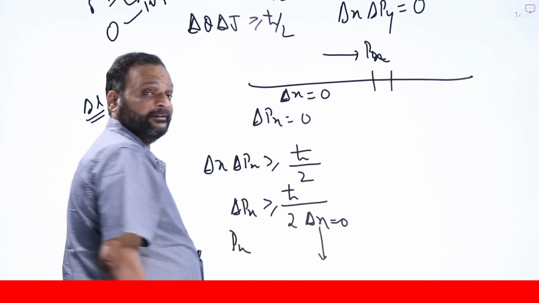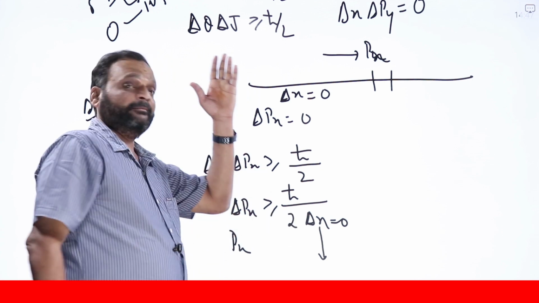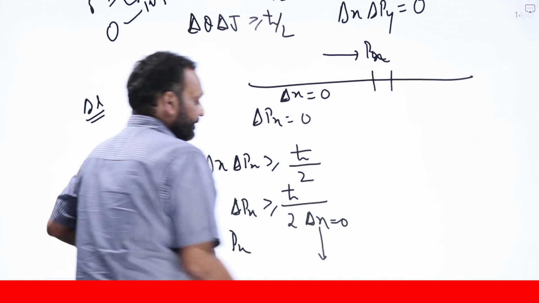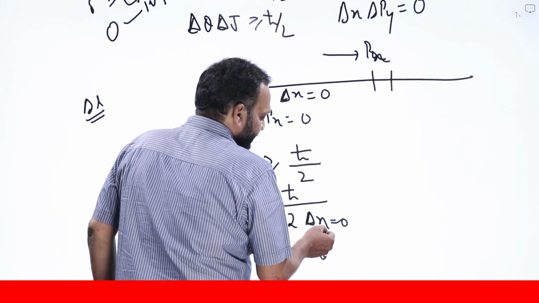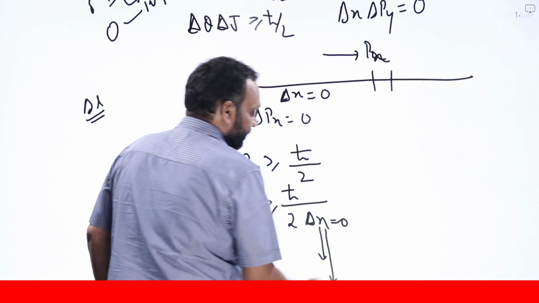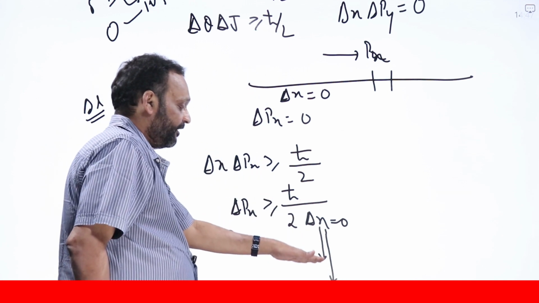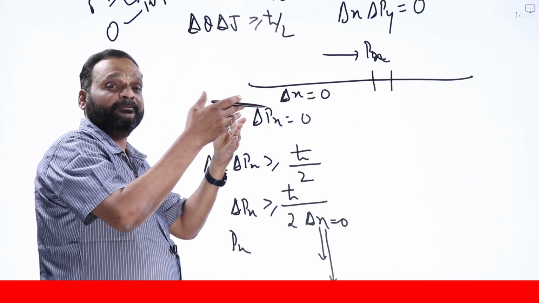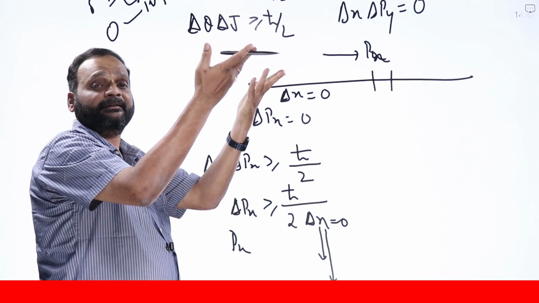You cannot make it 0. If you try to make it 0, momentum becomes infinity. Impossible. No particle can have infinite momentum. Right? Similarly, you can make this delta x as small as possible, but at what cost? As delta x becomes smaller and smaller, delta px, the uncertainty in momentum, becomes higher and higher. It means the momentum value itself will become higher and higher, which is meaningless.